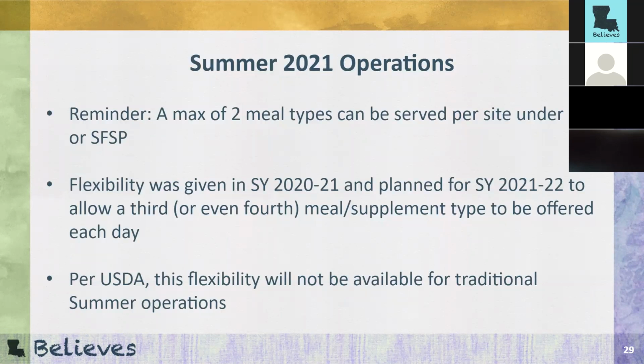In addition, just a reminder that a maximum of 2 meal types can be served per site under seamless summer or summer feeding. Flexibility was given in school year 2021 and also planned for school year 21-22 to allow a third or even a fourth meal. So they've allowed the 2 meals to also allow for snack and/or supper under either National School Lunch or CACFP. But per USDA, during the traditional summer months, that flexibility is not available. So it is a maximum of 2 meal types for each site during traditional summer operations.